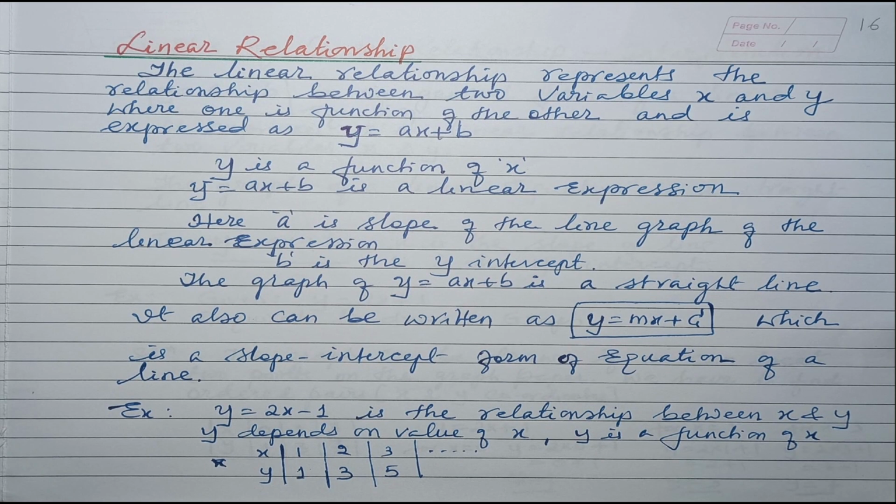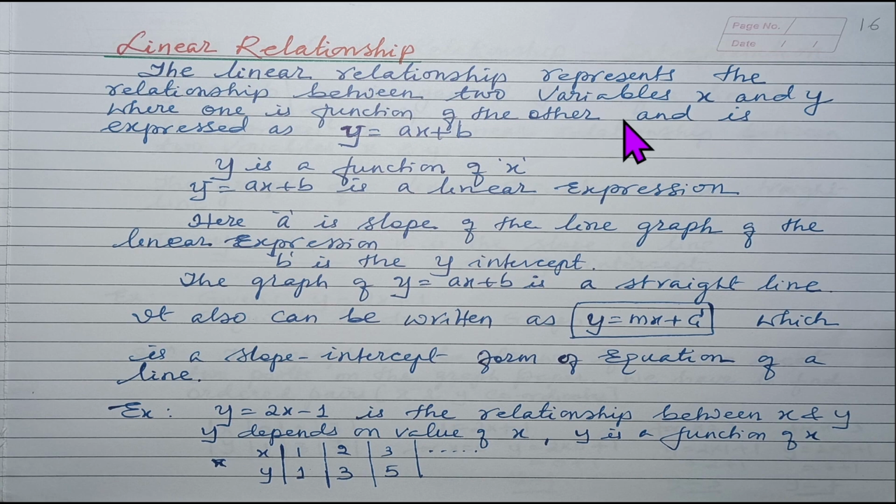Remember that. Now coming to the next and very important thing, that is linear relationship. The linear relationship. Now what is that linear relationship? The linear relationship represents the relationship between the two variables x and y. So if there are two variables x and y, one is a function of the other, and therefore there is a linear relationship between them.